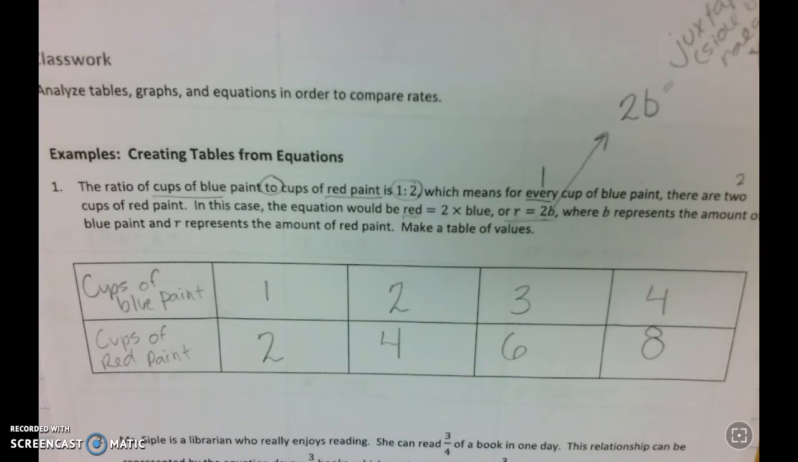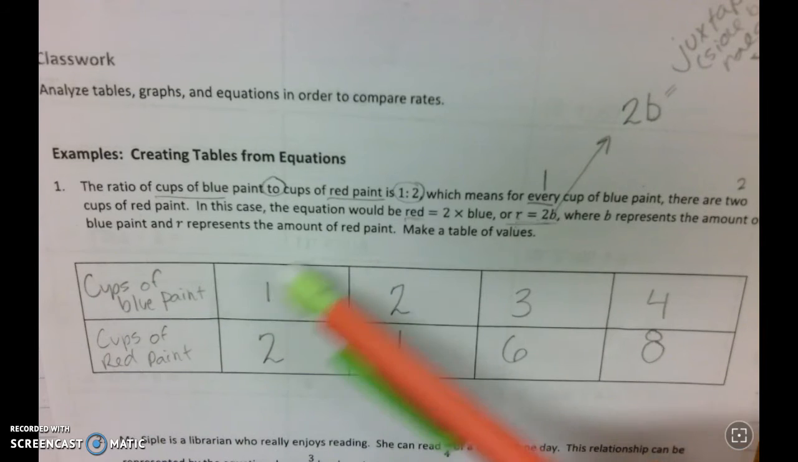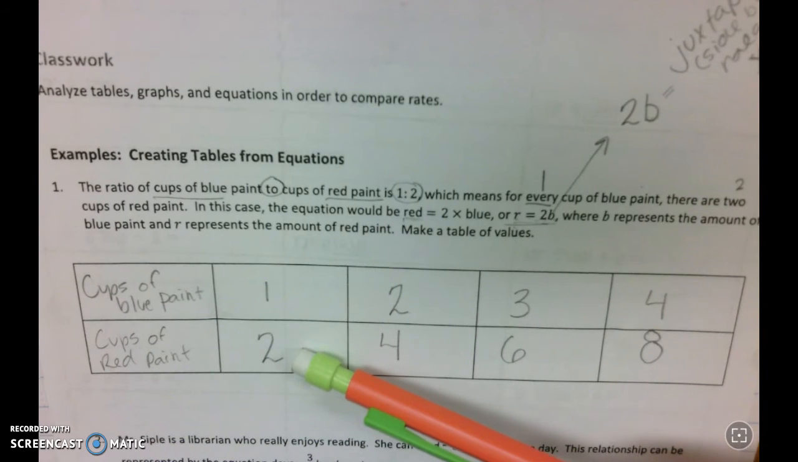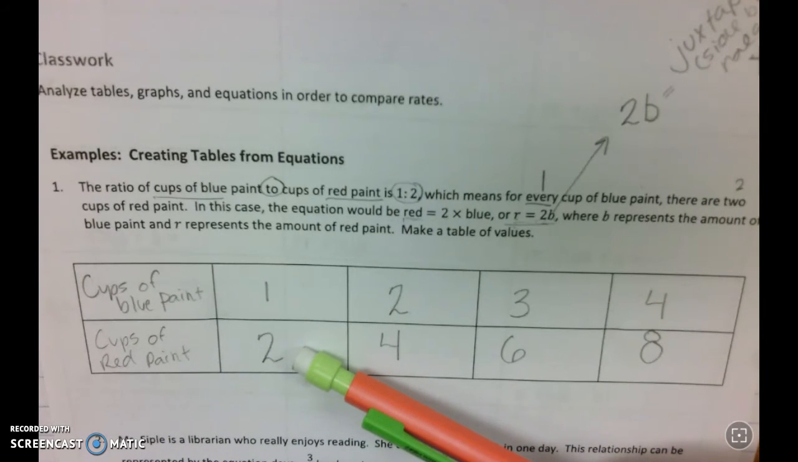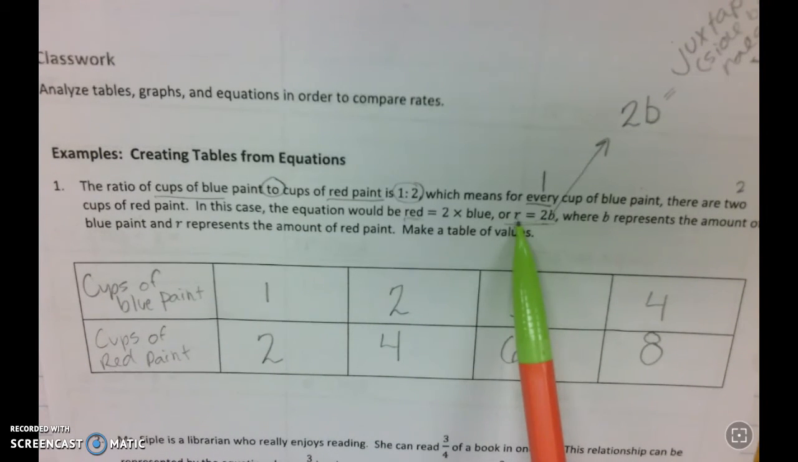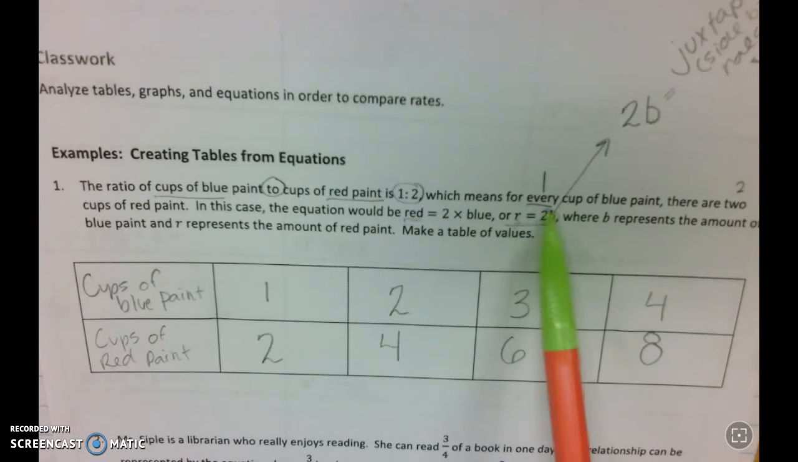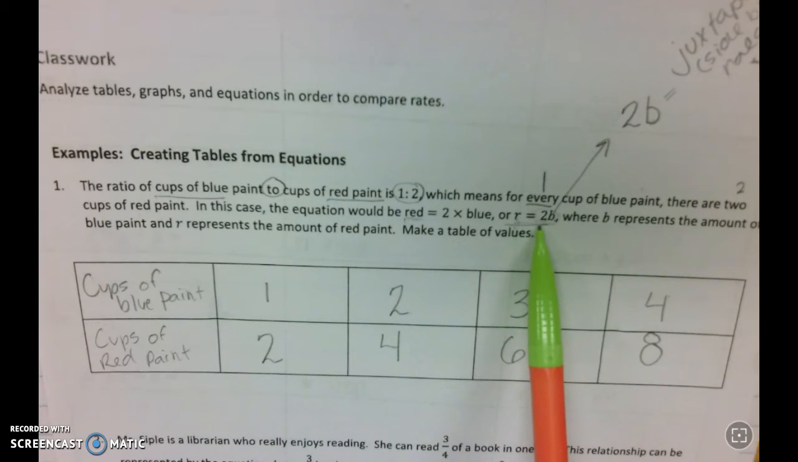The other thing we want to look at is, what is the unit rate? So in this case, for 1 cup of blue paint, we need 2 cups of red paint. So our unit rate is 2. We can see a connection in our equation here that the unit rate equals 2. And also in our equation is the number we're multiplying the blue by to get red. So again, there's a connection between the unit rate and where we see it in our equation.